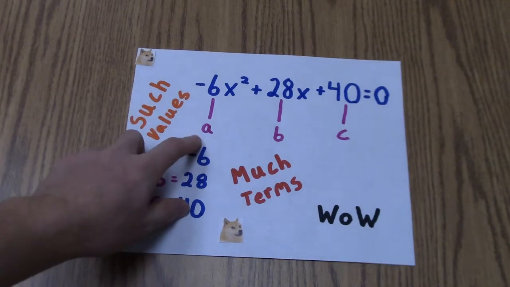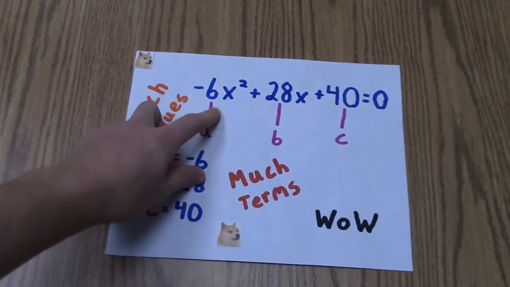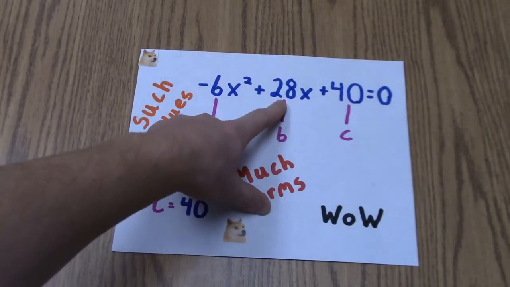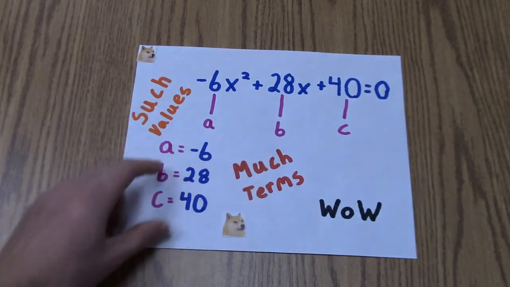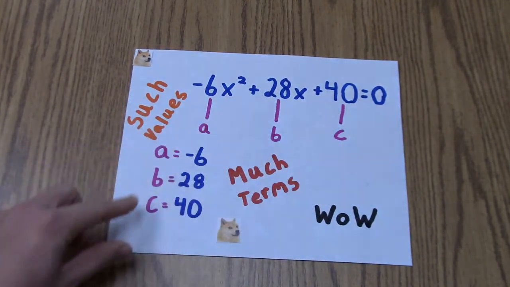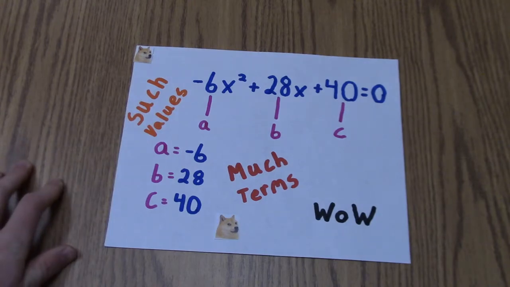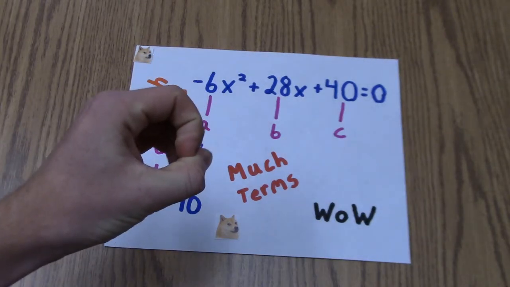The a value is taken from the squared coefficient, which in this case is negative 6. The b value is taken from the coefficient value, which in this case is 28. Finally, the c value is always the constant in an equation, which is 40. If you are looking at an equation and there is no squared coefficient, regular coefficient, or constant value, you just have to set that a, b, or c to 0.